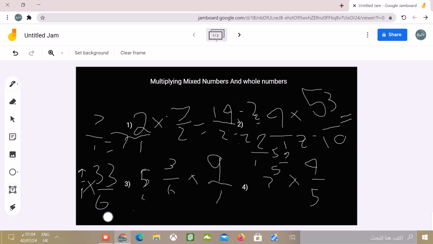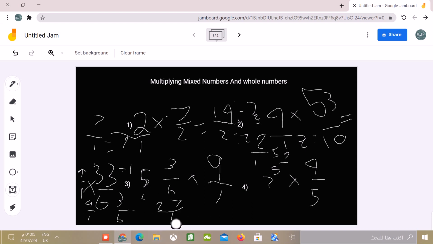Let's see, 33 and 9, they don't have any relationship. 6 and 9, out of 3, yes, they do. They're all in the 3 multiplication, so it's going to be 11 out of 2 and 3 out of 1. Now let's multiply. 11 multiplied by 3 equals 33. 1 multiplied by 2 equals 2. So 33 out of 6, that is the answer.